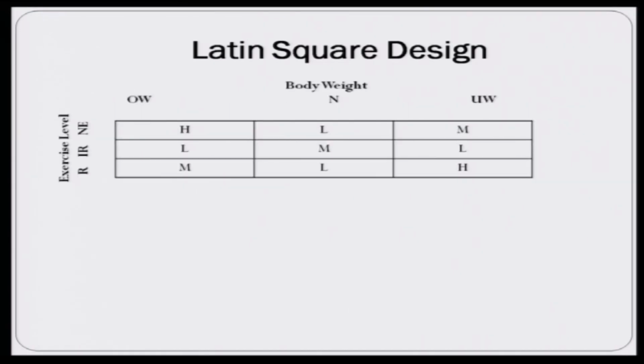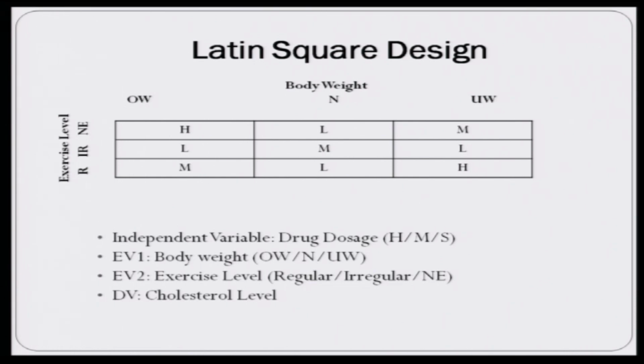Now, this is one example of a Latin square design, where you have 2 extraneous variables. A researcher is trying to study the effect of different dose levels of a new drug on the cholesterol level in a patient. However, there are 2 variables that he needs to control here. From past research, he understands that body weight has an effect on cholesterol levels, and the amount of exercise that a person does also has an effect on the cholesterol level.